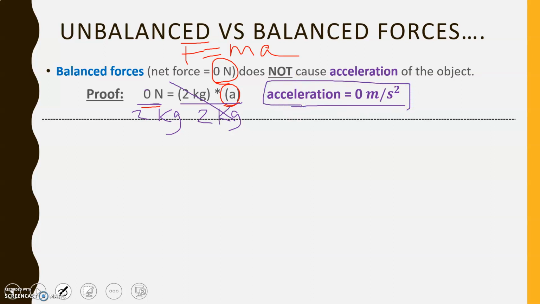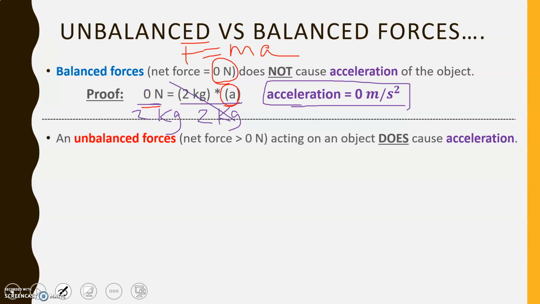Remember, it's second squared. All right, so if we have any kind of balanced forces, where the net force is 0, there is no acceleration. And of course, on the other hand, if we have unbalanced forces, where our net force is any number greater than 0, could be 1, 10, 150, and it acts on an object, it does cause an acceleration.